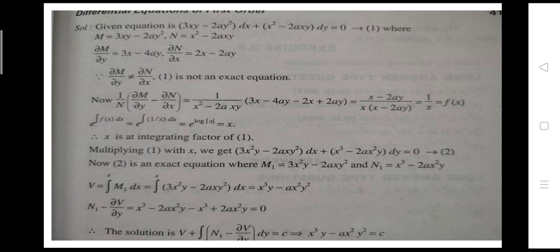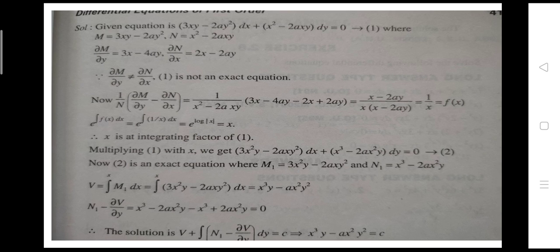Now find the integrating factor. The integrating factor can be written as IF is equal to e to the power of the integral of f of x dx. What is f of x here? 1/x. So e to the power of the integral of 1/x dx. The integral of 1/x dx is log mod x. So e to the power of log mod x is equal to x only. Therefore x is an integrating factor of equation 1.